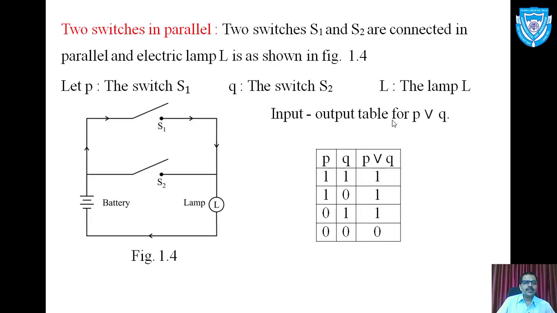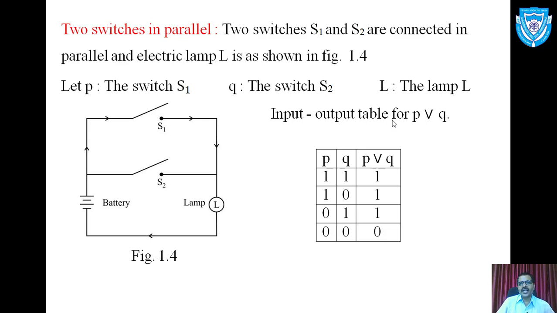Now the second connection of two switches in the switching circuit. I told you two switches can be connected in series. Similarly, two switches can also be connected parallel to each other. Now parallel to each other means below each other, not in one line, they are below each other.